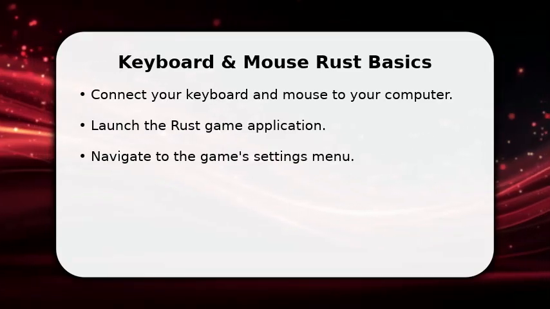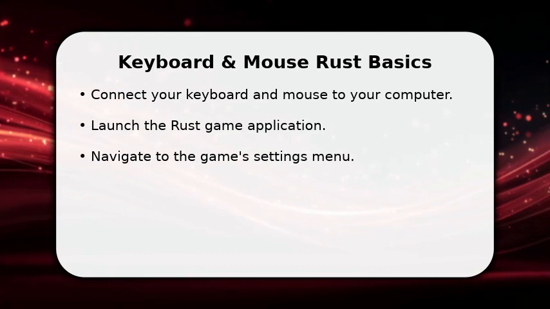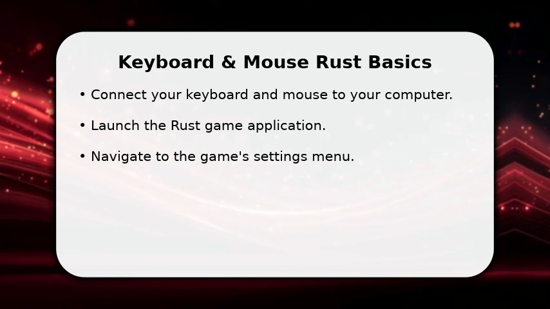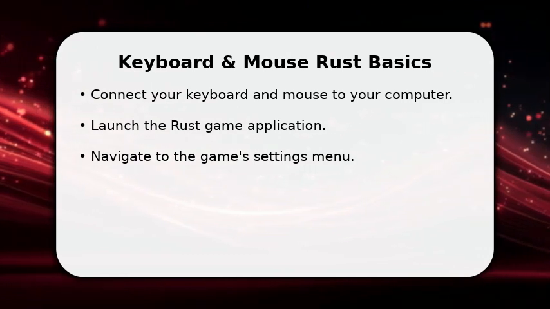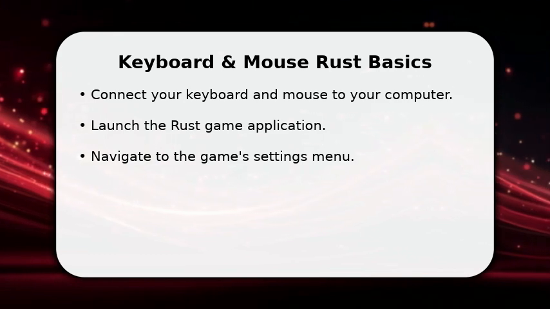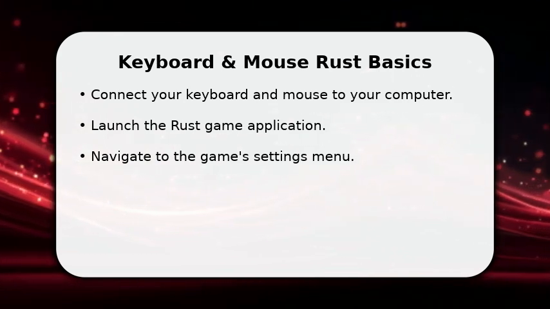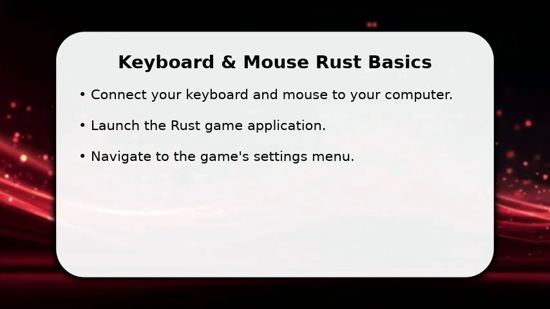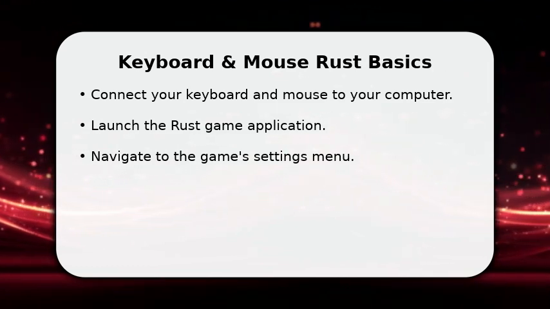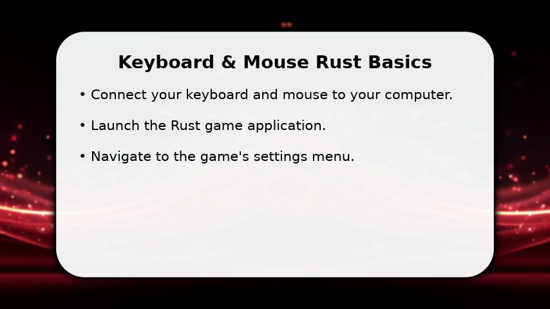In this video, I will explain how to play Rust using a keyboard and mouse. First, ensure your keyboard and mouse are properly connected to your computer. Then, launch the Rust game application from your desktop or game library. Once the game loads, immediately navigate to the in-game settings menu. This is where you will begin customizing your experience for optimal gameplay and control.